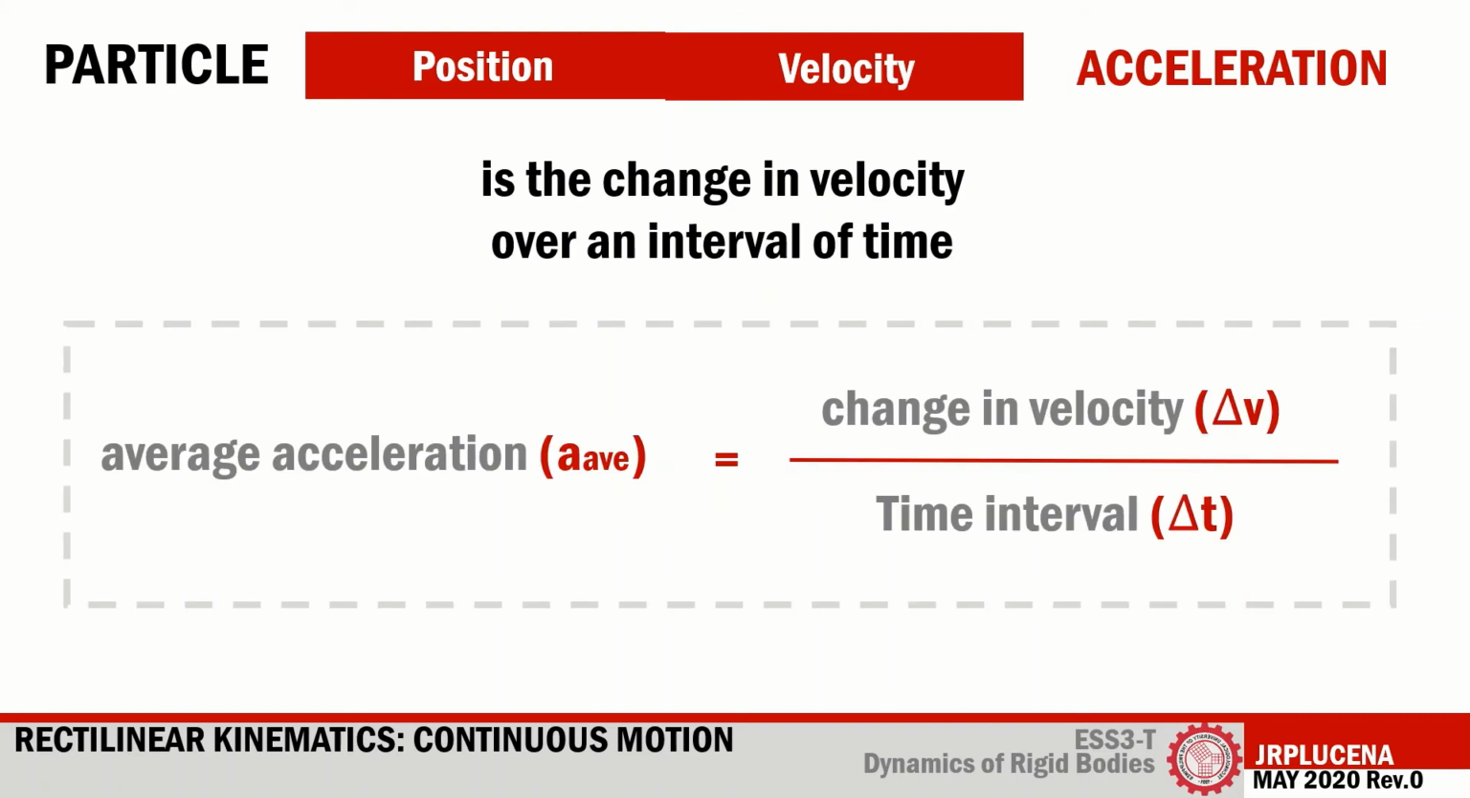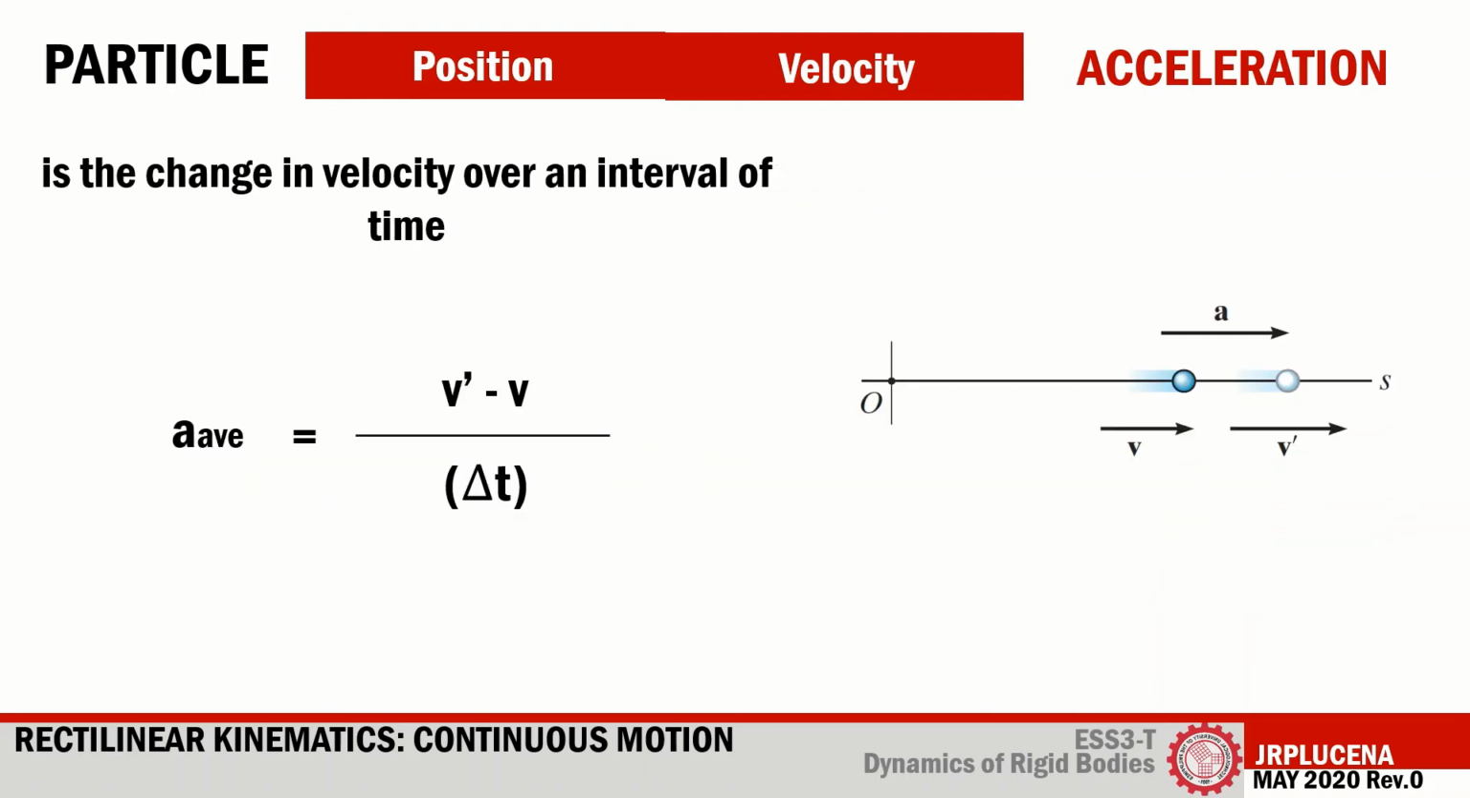So as you can see in the equation, the average acceleration is delta v, or the change in velocity, over delta t, that is the time interval. Let us refer to the figure. If an object initially having a velocity v moves to the right, and it has a velocity of v prime, therefore the velocity changes from v to v prime. The change in velocity now is v prime minus v, and that is your delta v.